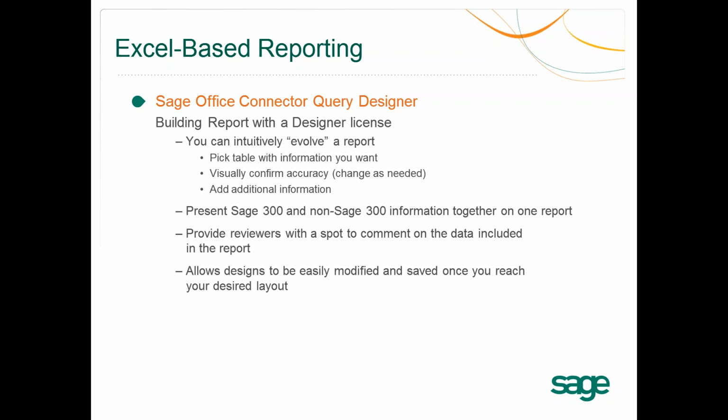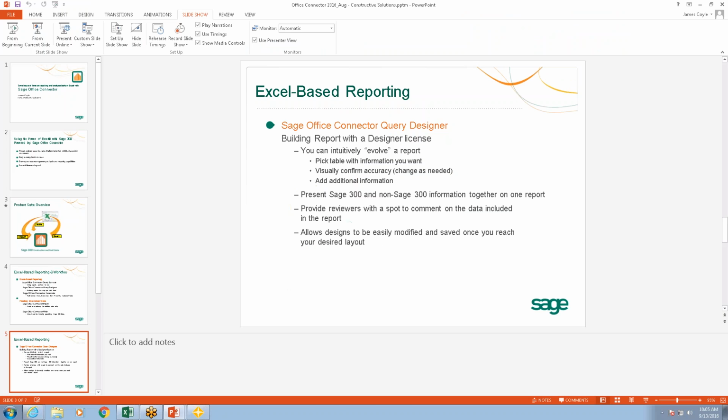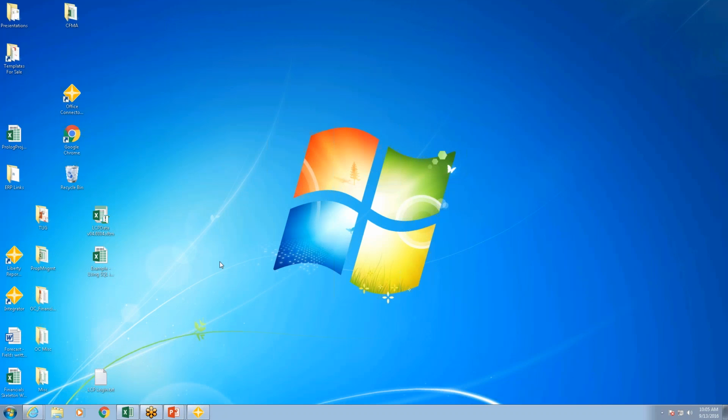Wonderful. So we're going to start first with the Query Designer, and then we'll get into the other technology. We'll return to this PowerPoint later. Okay. Well, when you install Office Connector, you're doing so really when you install Sage. We're an OEM partner. Office Connector is a Sage product, just like Accounts Payable and Job Cost and Report Designer.